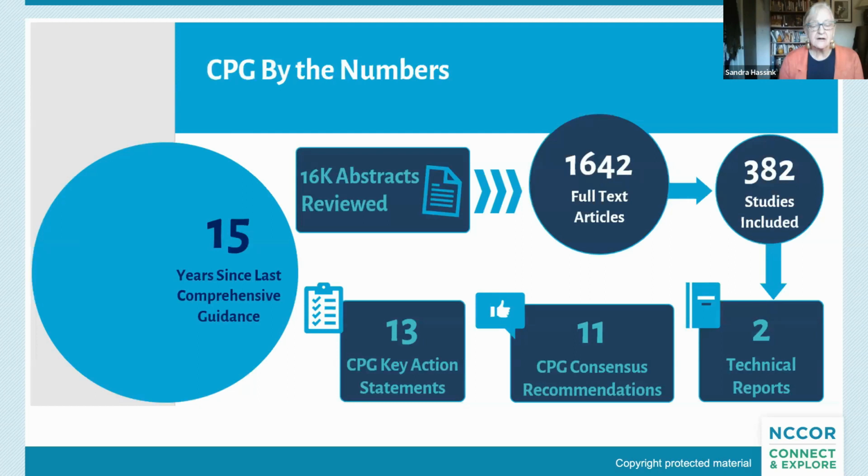You can see that the whole process began by reviewing over 16,000 abstracts, and over 1,600 full text articles were reviewed, 382 studies were included, and that resulted in the CPG itself in 13 key action statements, 11 consensus recommendations, and 2 technical reports, which form the background for the CPG. Next slide, please.